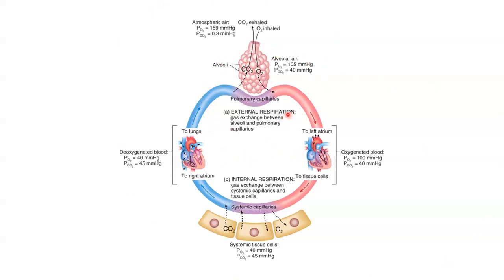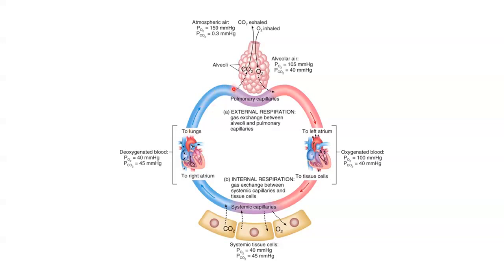So remember, that's the exchange of gases between the alveoli in the lungs and the pulmonary capillaries, or the capillaries that wrap around the alveoli. We have internal respiration, which is the exchange of gases from our systemic capillaries into our tissue cells. So starting at the top, as our blood is coming back to the heart, coming out to the lungs, it's our deoxygenated blood, represented by the blue colour there.